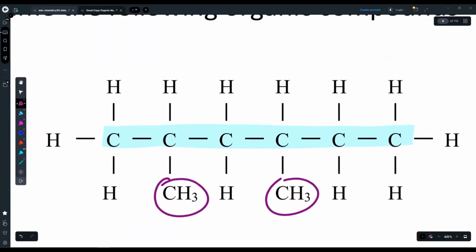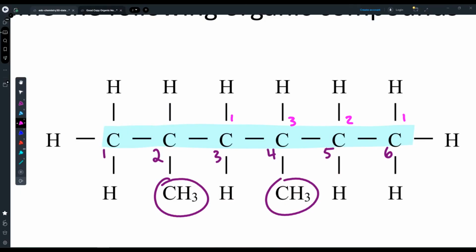But we need to be able to tell people where exactly these 2 branches are on our parent chain. So we could number our carbons in our parent chain like this, from left to right. Or we could label them from right to left. That's an option. However, you always want to stick with the option that's going to give you the lower numbers on your branches. So let's look and see what we're working with.